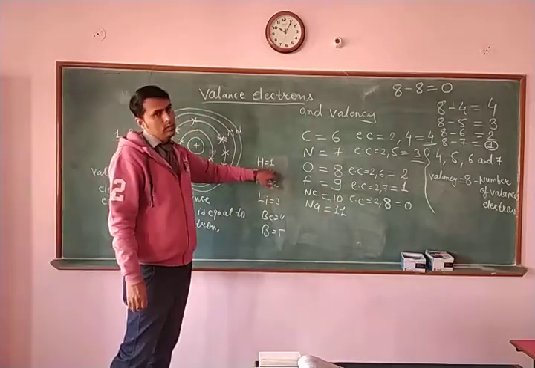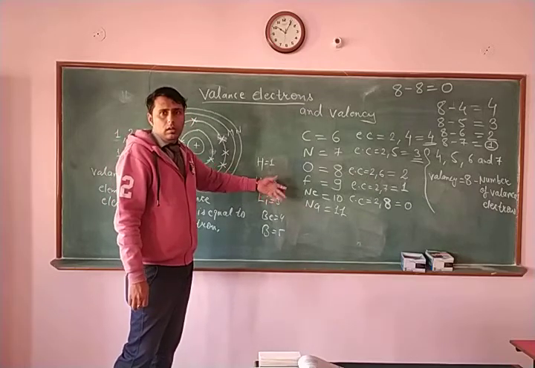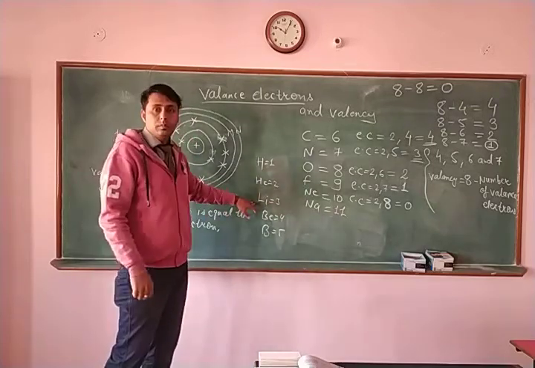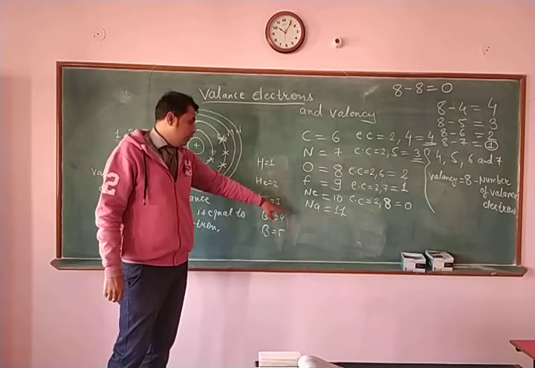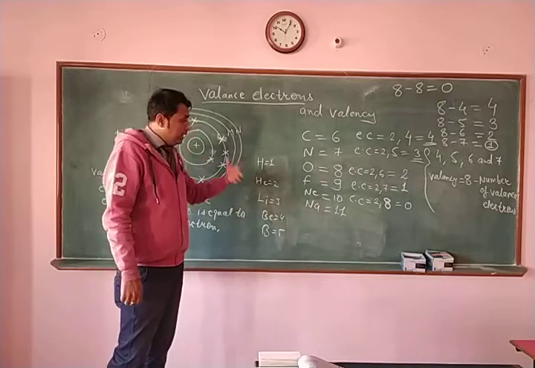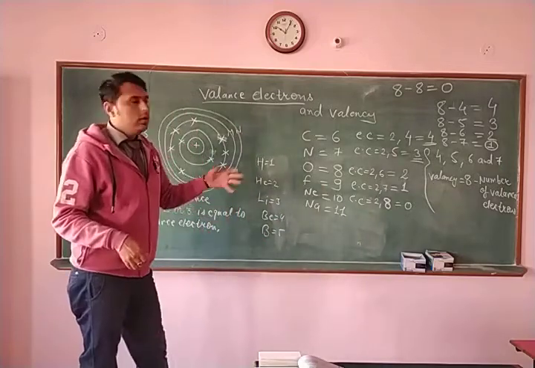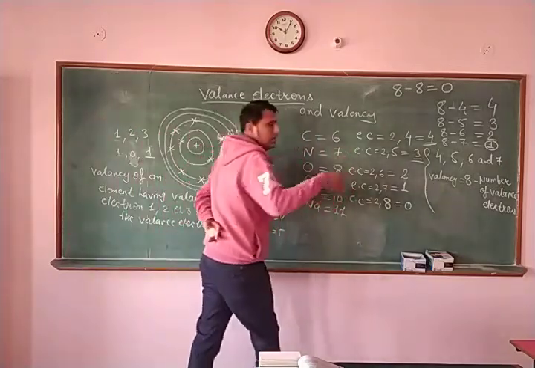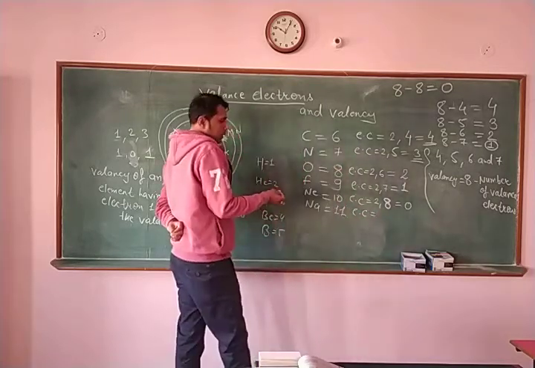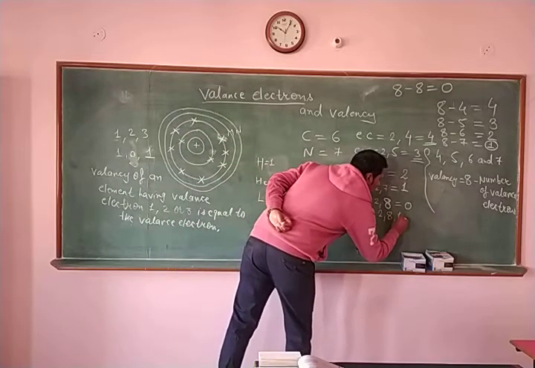So for hydrogen the valency was 1, for helium that is 0, because the shell is full, so there is none. Lithium was 2 and 1, so 1 was the valency for lithium. Beryllium was 2 and 2, so 2 was the valency. In the same manner, for sodium in our case, from 11 to 20, it will be the same. So EC, the electron configuration, if I write it for sodium, is 2, 8 and 1.